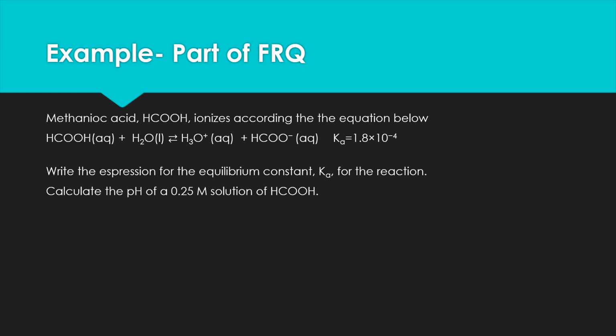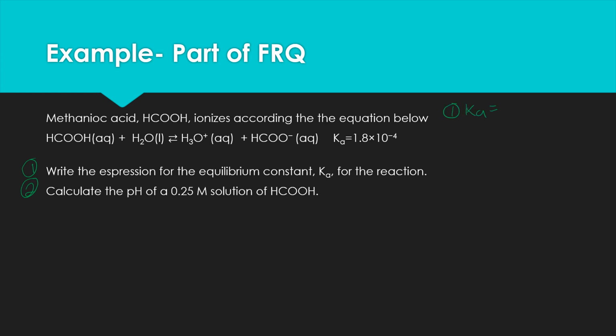Okay, so pulling an example from part of a released FRQ, it says methanoic acid ionizes according to the equation below. So the College Board gave the reaction on this one and also gave the Ka value. Write the expression for the equilibrium constant Ka for the reaction. So that's our first step, part 1. And part 2, we want to calculate the pH of a 0.25 molar solution of HCOOH, the methanoic acid. So let's just do part 1 over here to save some space.